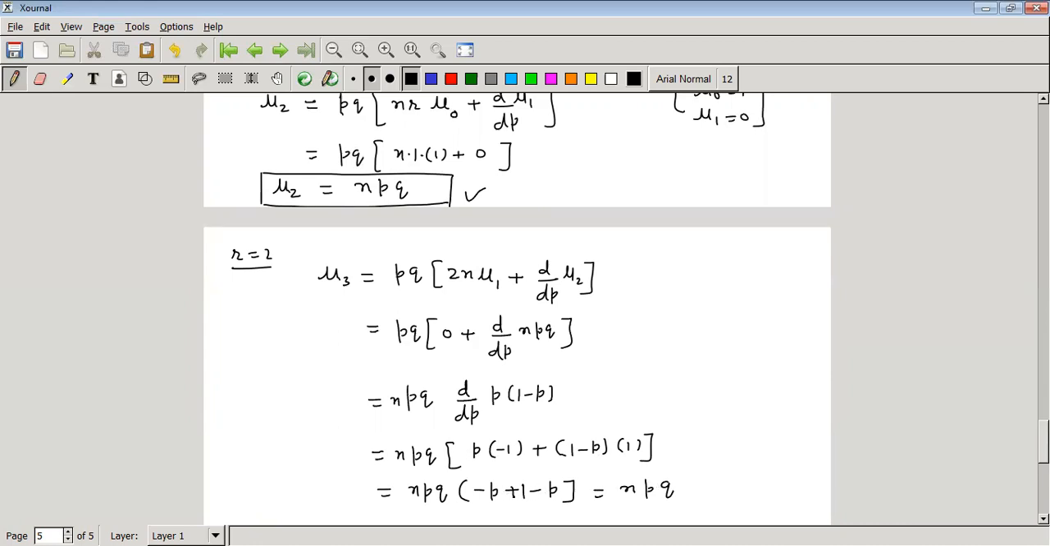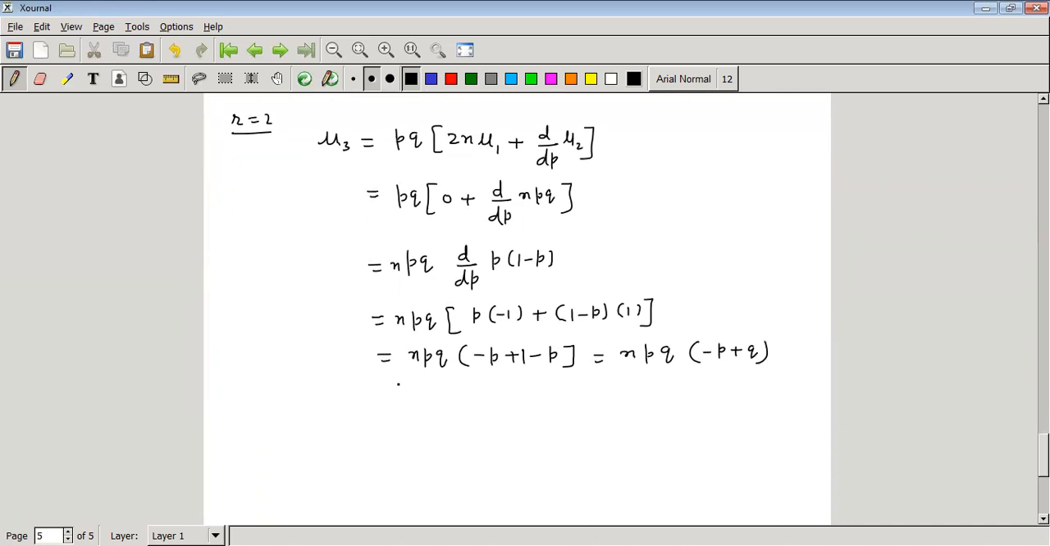We can write this, 1 minus p is q. So we can write this as minus p plus q, that is equal to npq into q minus p. So this is mu 3.